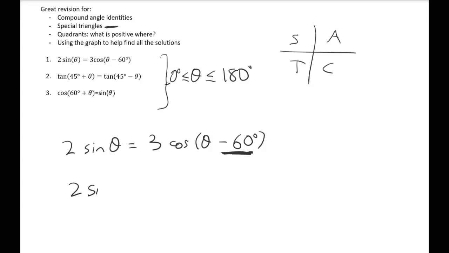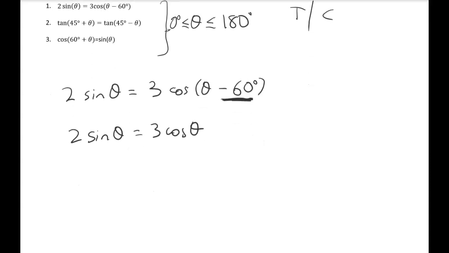Because if I started out and I just had 2 sine theta is equal to 3 cos of theta, this would be pretty straightforward. All I'd have to do is divide both sides by cos of theta. So I'd get 2 sine theta over cos of theta is equal to 3. And then I'd have tan of theta is equal to 3 over 2. Unfortunately, that's not what I've got.